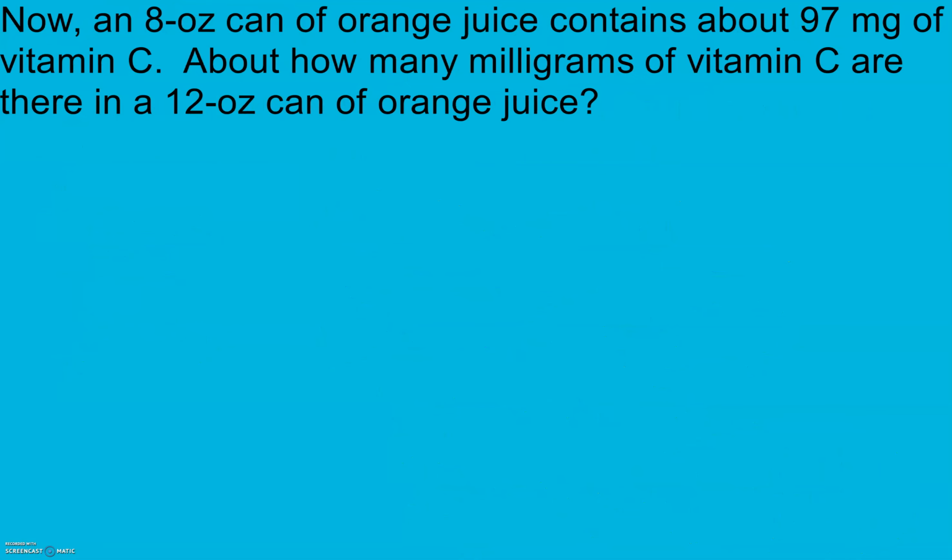Now, an 8-ounce can of orange juice contains about 97 milligrams of vitamin C. About how many milligrams of vitamin C are in a 12-ounce can of orange juice? Well, here I'm going to compare my ounces to milligrams of vitamin C. Those are the two things. We have one can that has 97 milligrams and another can that we don't know how many milligrams. So an 8-ounce can is going to give me 97 milligrams of vitamin C.